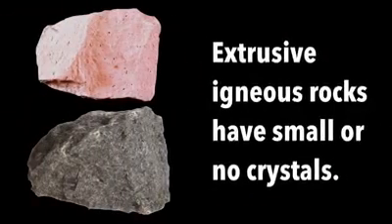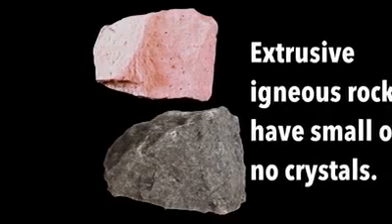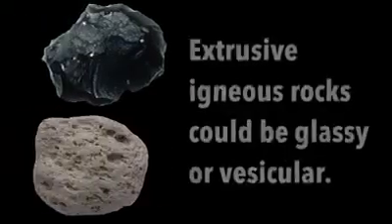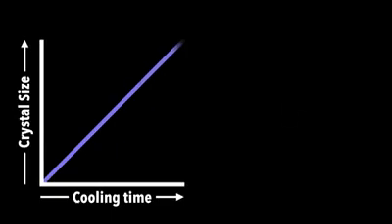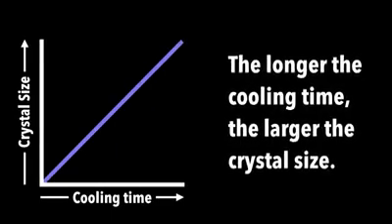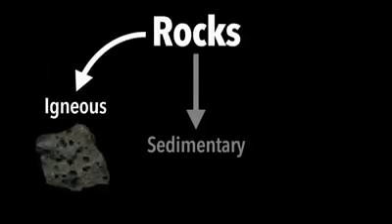Extrusive igneous rocks have small crystals or maybe even no crystals because of fast cooling. Some of these extrusive rocks may be crystalline or glassy, and others could have air bubbles or be called vesicular. Now, just a quick reminder that the longer the cooling time, the greater the crystal size, the larger the crystals will grow. And so that's what you need to know about igneous rocks.